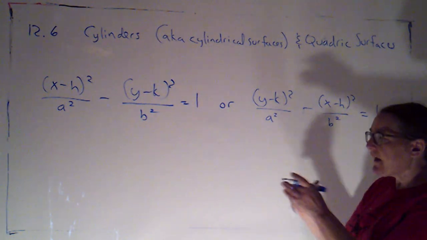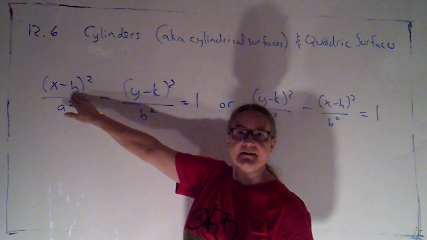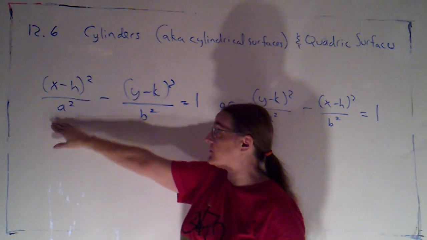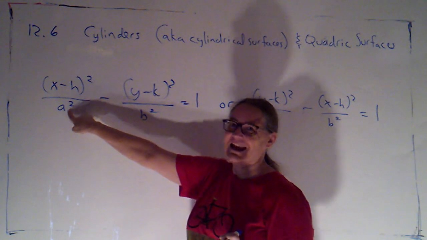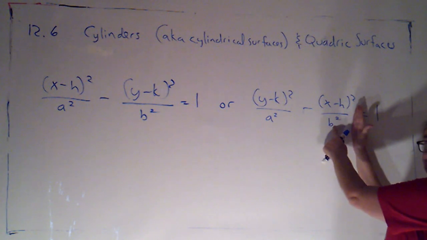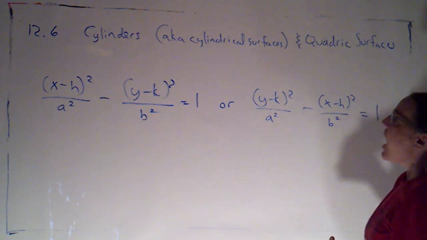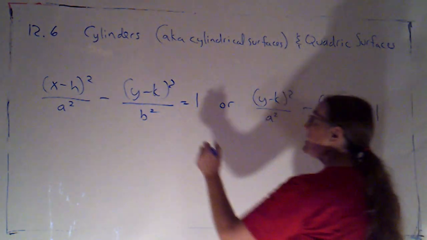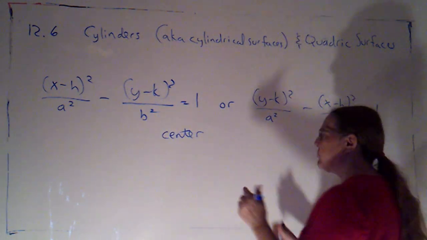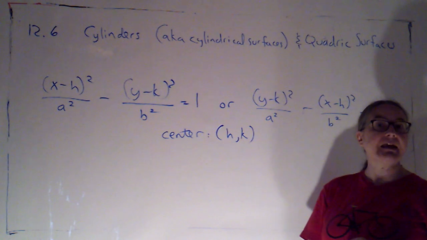Now again, standard form, it's going to be set equal to 1. And the rule here is not that a has to be the bigger number, but that the a squared is always under the positive term. So when I had my x's minus my y's, the number under that positive term, the (x minus h) squared, is the a squared. When it's the (y minus k) squareds that are positive and I'm subtracting the x's, the a squared is what's under the y's. All right, as with an ellipse, the center, which won't be a point on the hyperbola, but will be an important point in plotting it, is going to be (h, k).